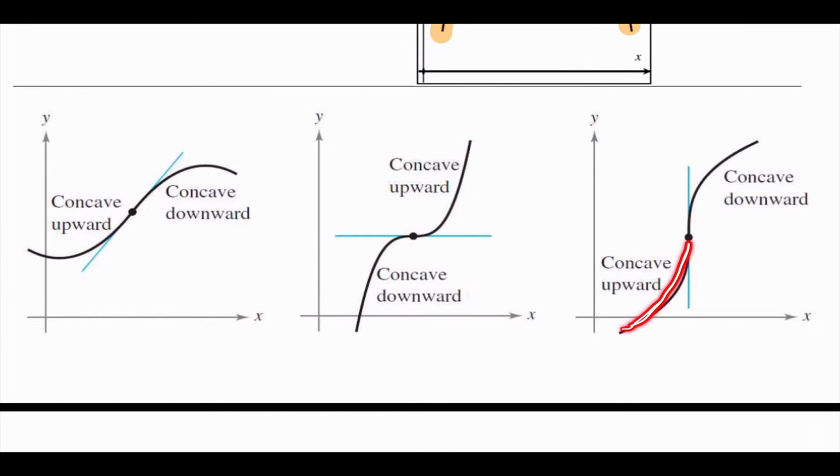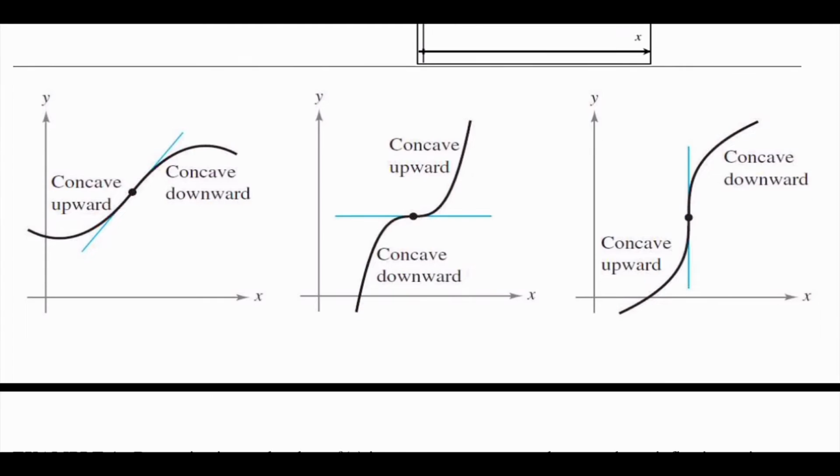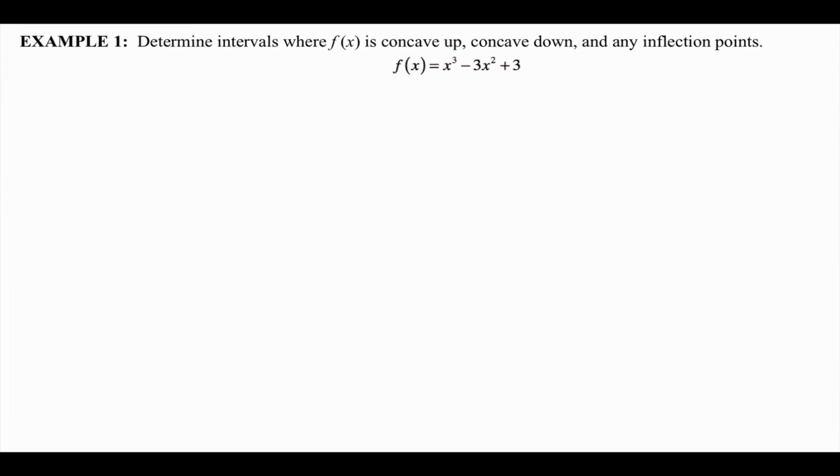This is another picture. This is concave up. This is concave down. Okay, the dots are inflection points. It's where it changes from one to the other. Okay, so that's what we're doing today. We're focusing on concavity. All right, that's what the second derivative test tells us.